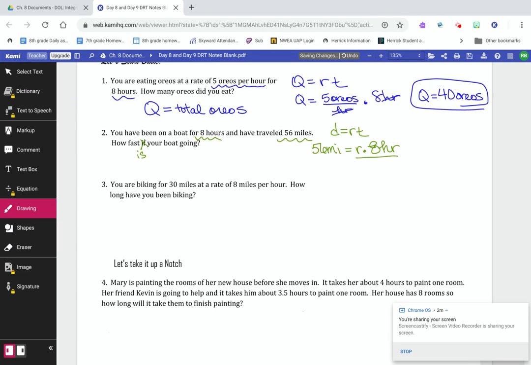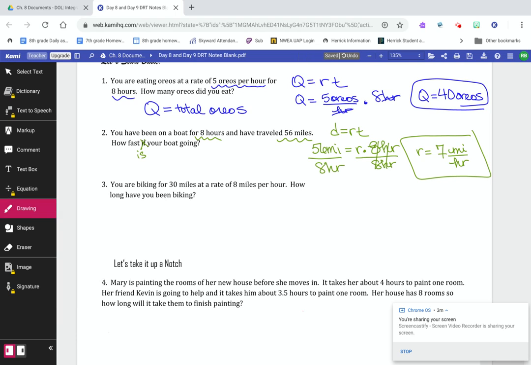So to figure out what our rate is, we would divide both sides by 8 hours. And your rate would be 56 divided by 8, which is 7. And your units are right there, miles per hour.